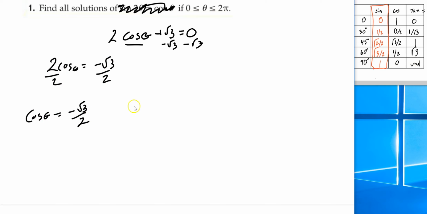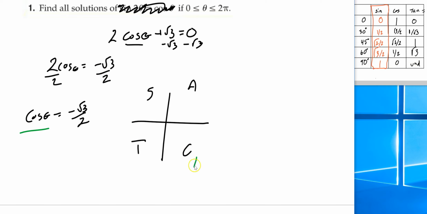So remember, I've got to solve this. First step, all students take calculus. In this case, we're doing cosine. Cosine is positive at C and at A, because C stands for cosine, so it must be negative at these two. Now look at my graph. Positive here, negative there. I have a negative value, so I'm going to be in the negative ones: quadrant 2 and quadrant 3.